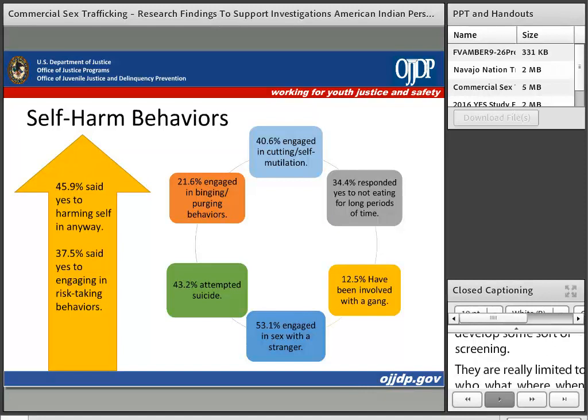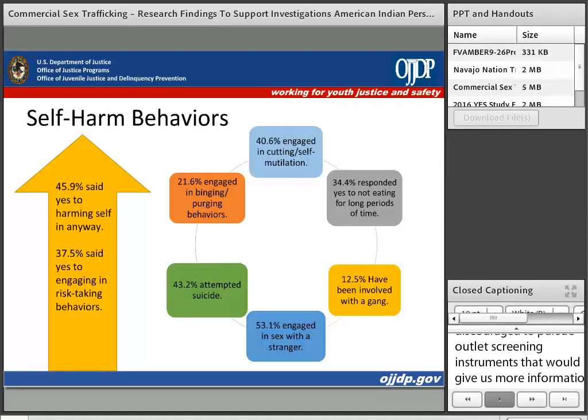So we are working with lots of other entities trying to develop some sort of screenings, but they're really limited to who, what, where, and when. We have been very, very concretely discouraged to pursue valid screening instruments that might give us much more information. So we have our own regional struggles and our own regional conversations. We know that in certain child welfare systems there are complex screenings. We know that in some settings there are really wonderful ways of getting good information, but we aren't able to integrate them.